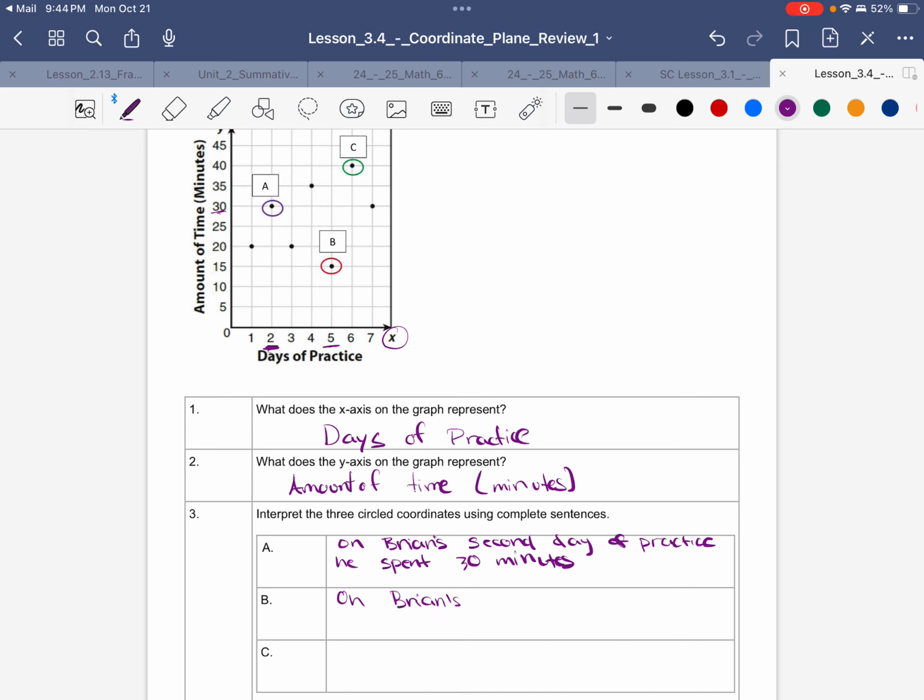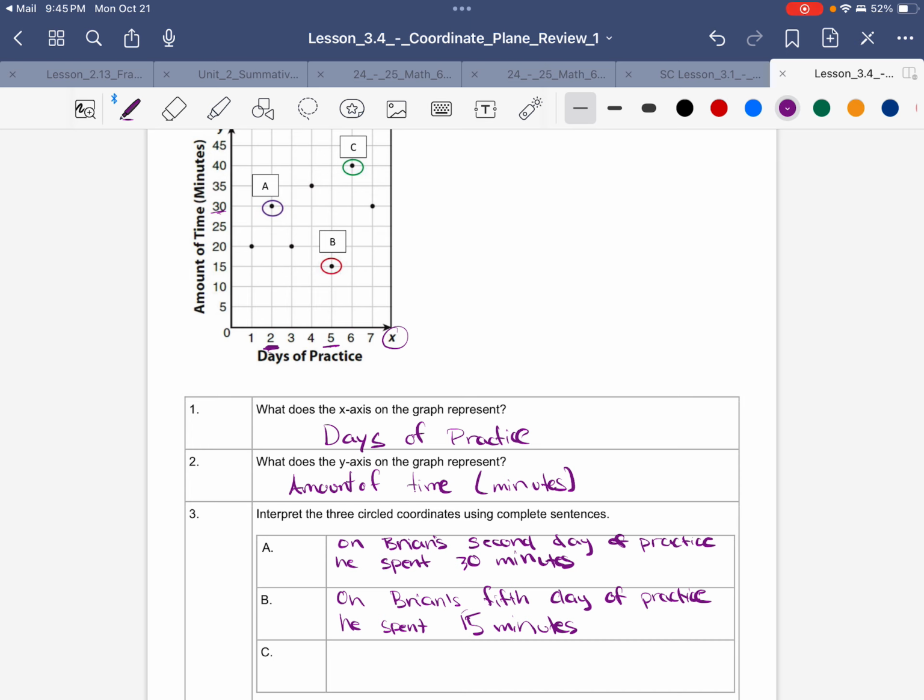On Brian's 5th day of practice, he spent 15 minutes. Now, for this last one, he's at 6 on his 6th day of practice, right? And if you go up, you will notice that he spent 40 minutes.